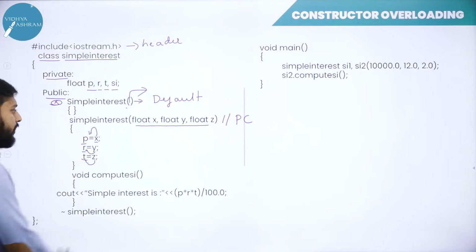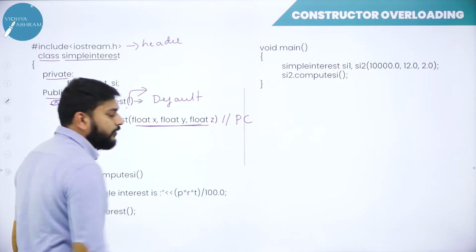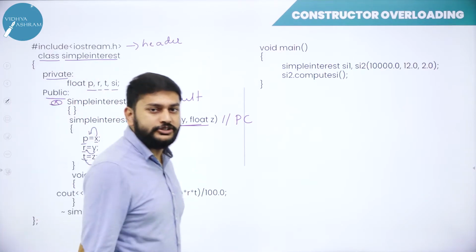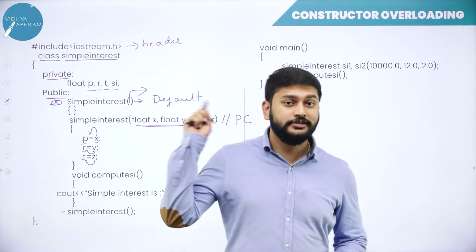So what type of constructor is this? This is what I will call a parameterized constructor. So you understood two topics. Now I will discuss the third topic.